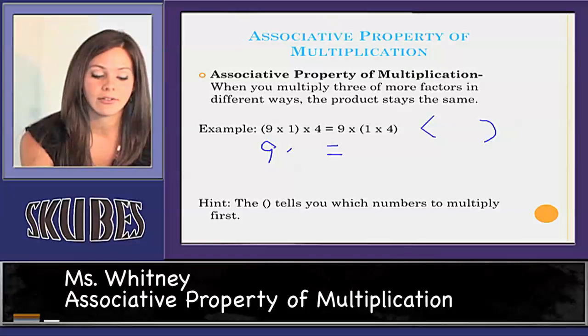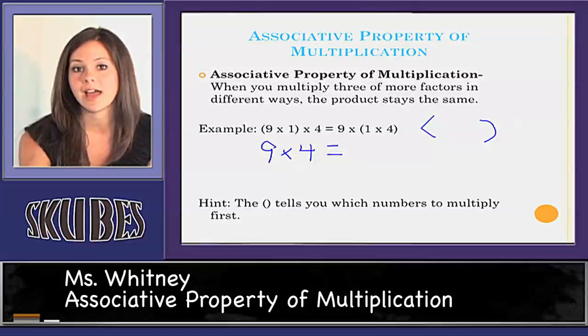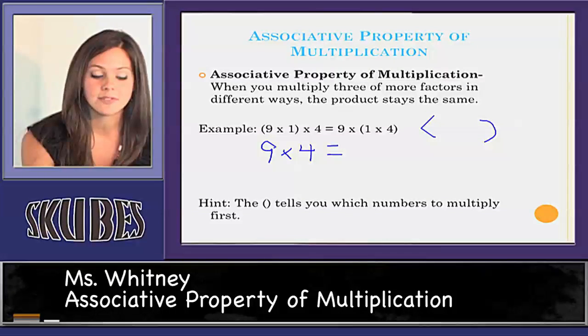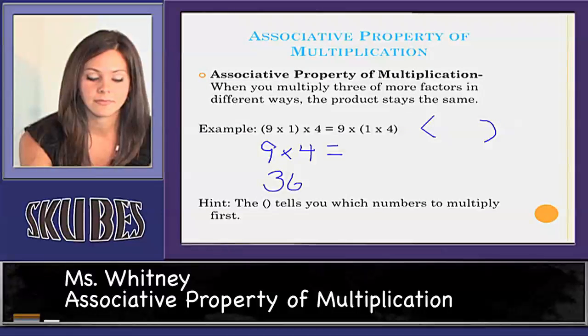And then we bring down times 4, which we haven't used yet. Now we can multiply 9 times 4. 9 times 4 is 36. And bring down our equal sign.